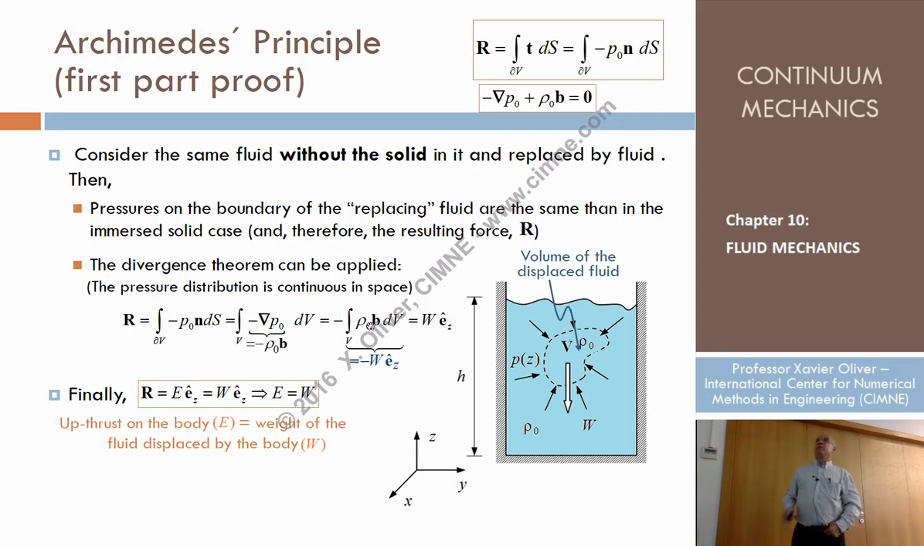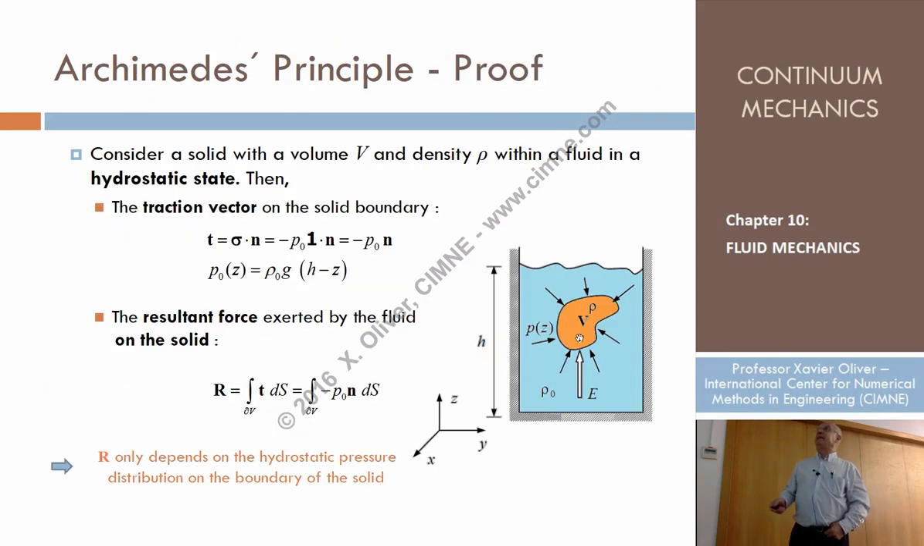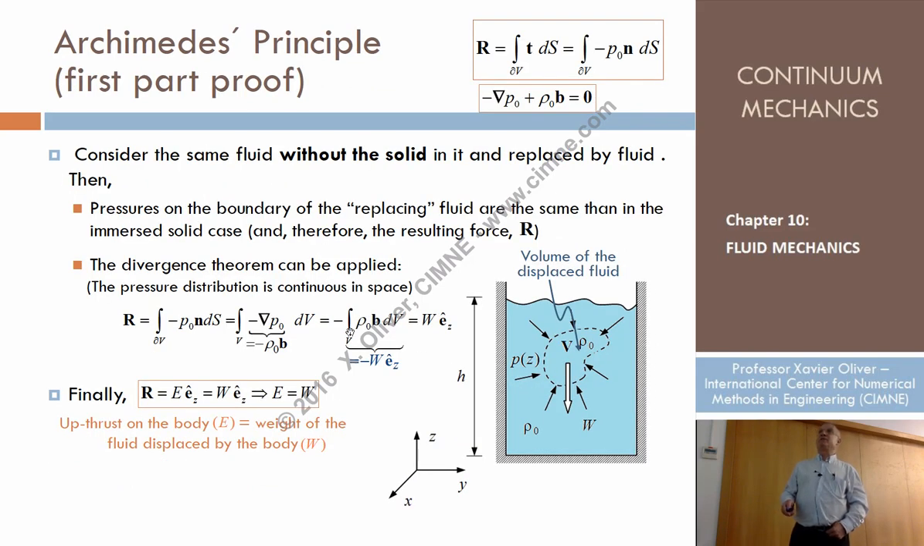So finally, we obtain that the resultant of the forces applied on the boundary in the second problem, which are the same as the forces in the first problem, can now be computed as minus the integral over the domain of rho 0 b. B being what? The gravity forces on the fluid, because these are the gravity forces in this problem. Okay? So what is this? This is the weight. The weight of what? The weight of this portion of water, of fluid. So finally, we arrive at that conclusion.